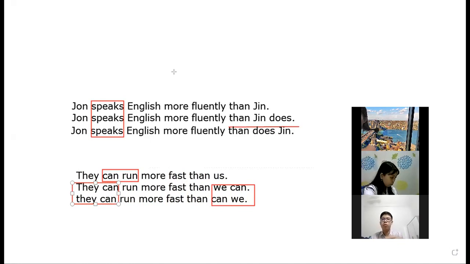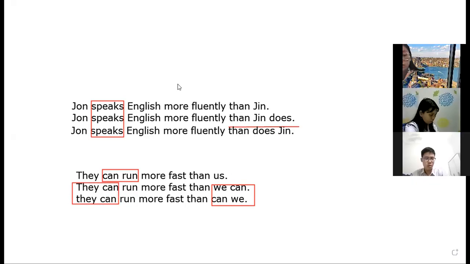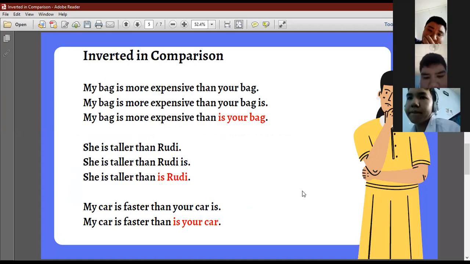Have you got questions? Is it confusing enough? I don't think so. It looks easy. What about students from home? Have you got questions? No? Okay. Let's see more examples.